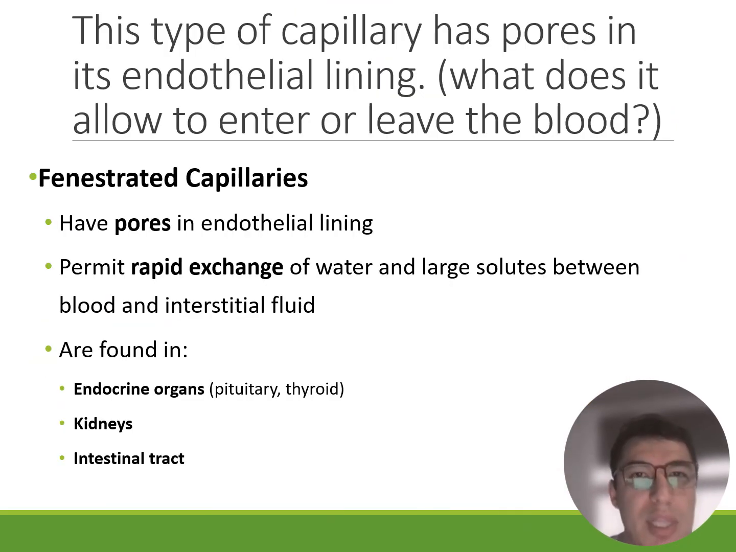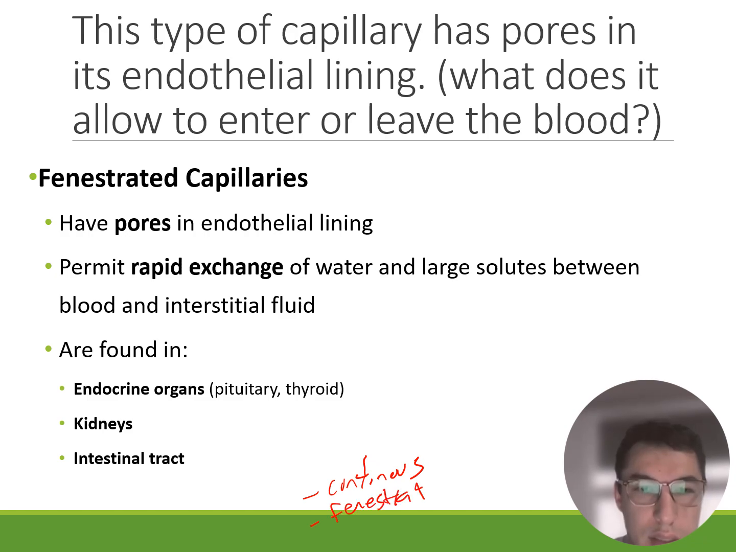Next, what type of capillary has pores in its endothelial lining? What does it allow to enter or leave the blood? So we went through the natural progression of blood through the arteries, the differences among them, and the layers. Now let's talk about capillaries. There are different types of capillaries. Remember that we have continuous, we have fenestrated, and we have sinusoid.